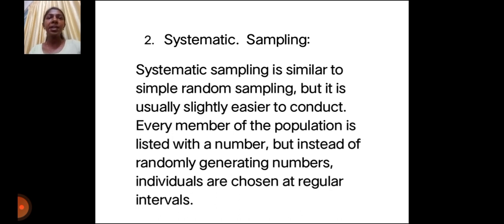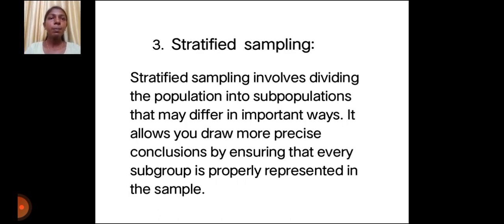The second type of sampling is systematic sampling. Systematic sampling is similar to simple random sampling, but it is usually slightly easier to conduct. Every member of the population is listed with a number, but instead of randomly generated numbers, individuals are chosen at regular intervals. And stratified sampling involves dividing the population into subpopulations that may differ in important ways. It also helps you draw more precise conclusions by ensuring that every subgroup is properly represented in the sample.